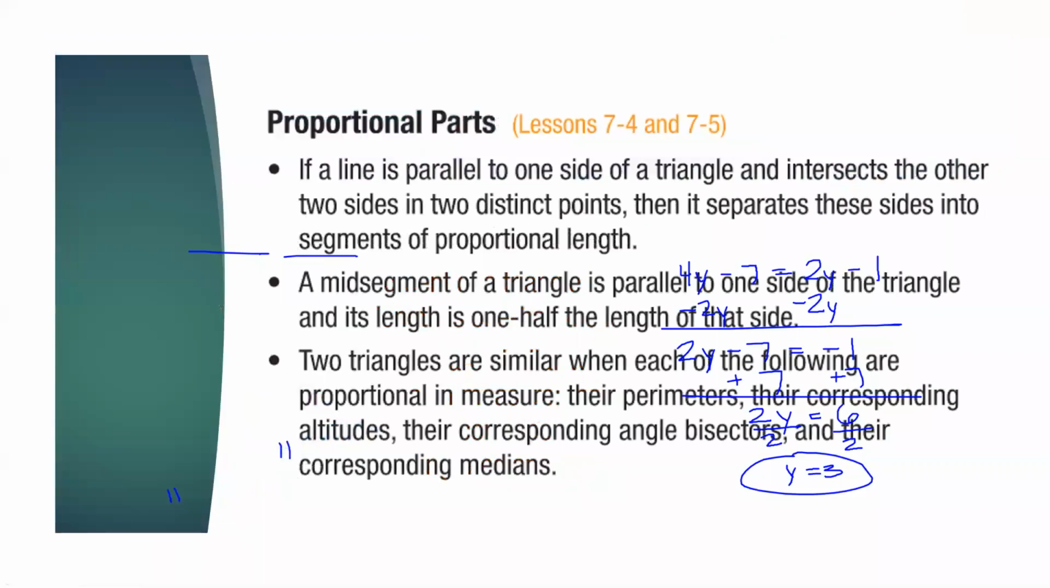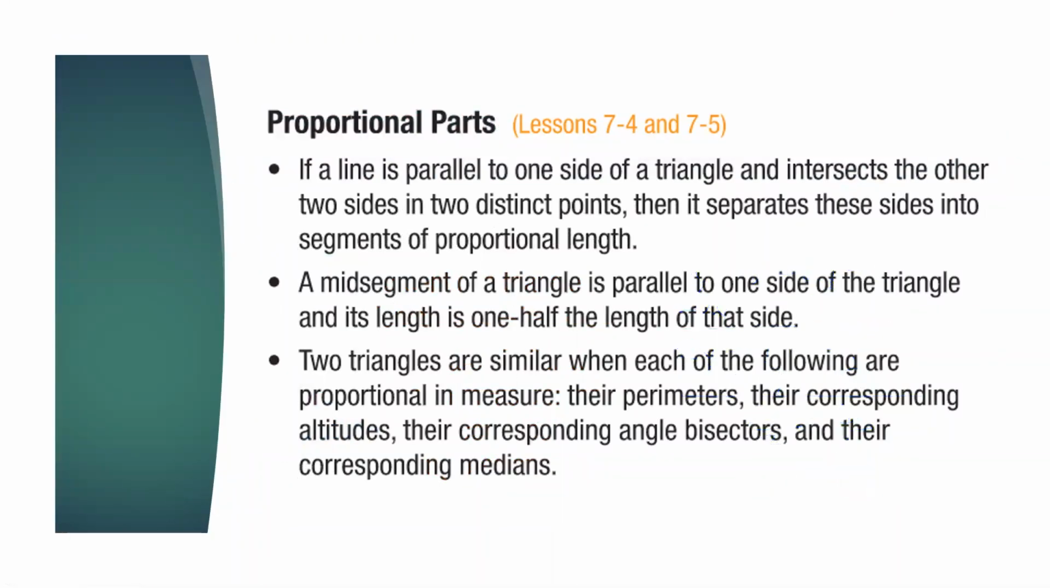All right. Next problem, our next section talks about proportional parts. So if a line is parallel to one side of a triangle and intersects the other two sides in two distinct points, then it separates these sides into segments of proportional length, okay? And a mid-segment of a triangle is parallel to one side of the triangle, and its length is 1/2 the length of that side. And then two triangles are similar when each of the following are proportional in measure: their perimeters, their corresponding altitudes, their corresponding angle bisectors, and their corresponding medians, okay?